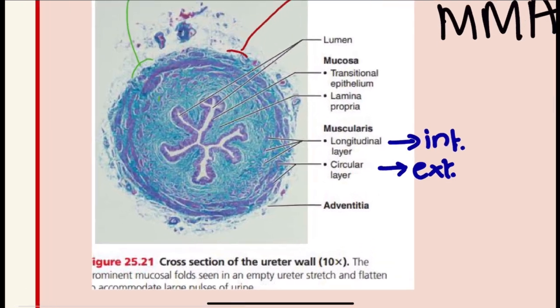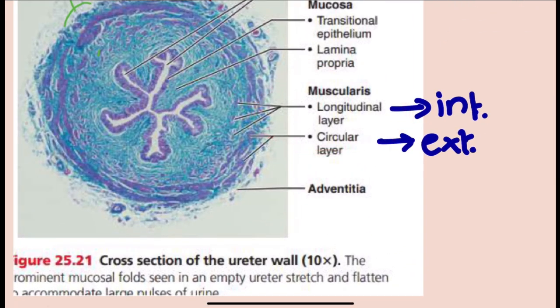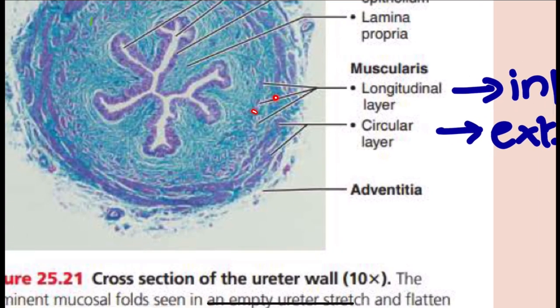Okay, next layer is going to be the muscular layer. The muscular layer is going to have a longitudinal layer, which is here on the inside, and then surrounding it, I can see the circular layer. So the muscular layer is basically going to contract. Because it's a muscle, it's going to contract, right? So when it contracts, what would it do? It's going to propel urine. The contractions would be able to propel urine.